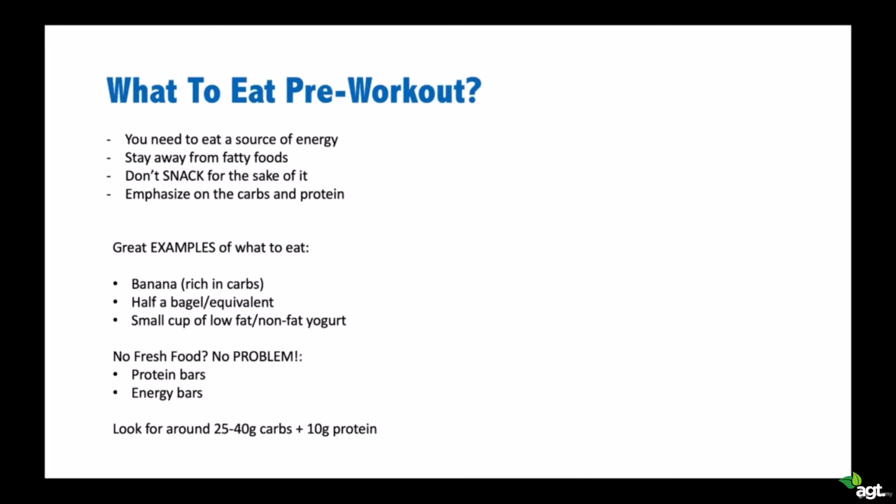For carbs, you can aim for the equivalent of half a bagel or a large banana. And for protein, you can consider a couple of tablespoons of peanut butter or a small cup of low-fat or non-fat yogurt. And if the fresh food isn't available, that's no problem, guys.